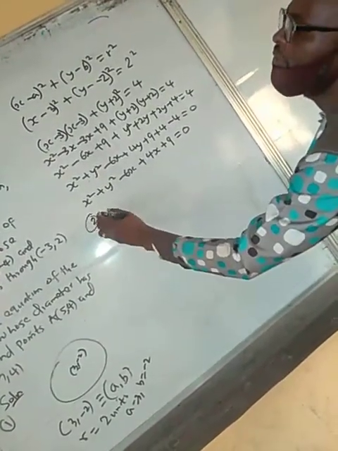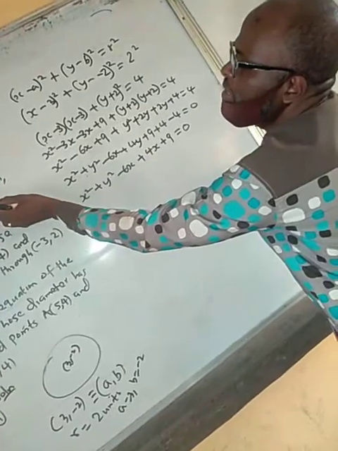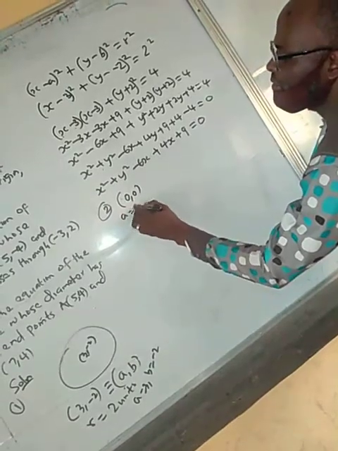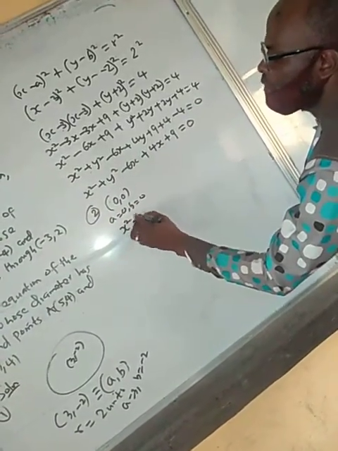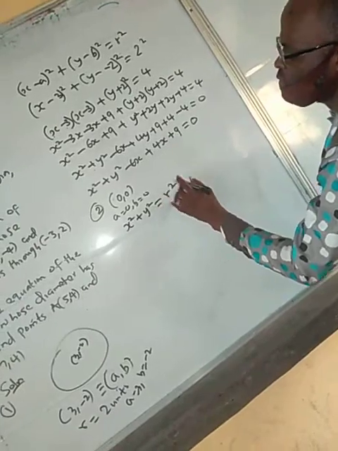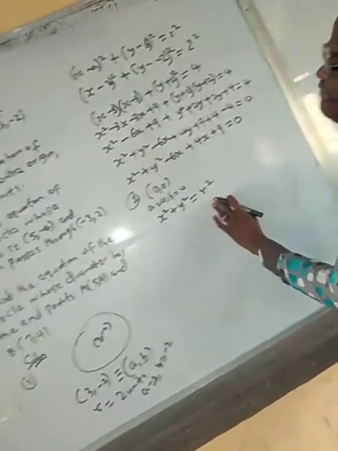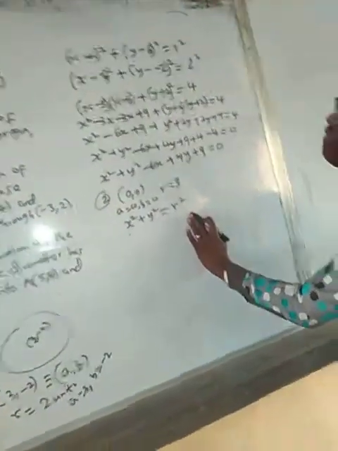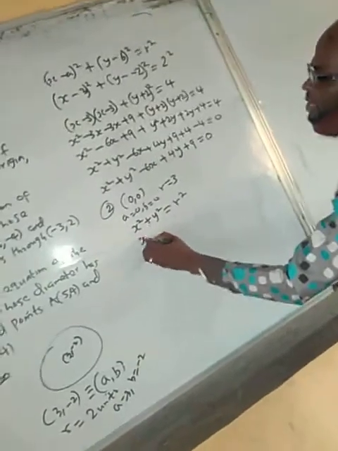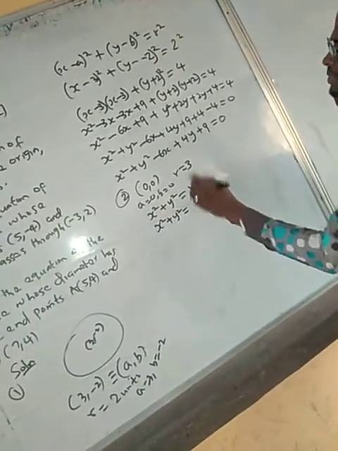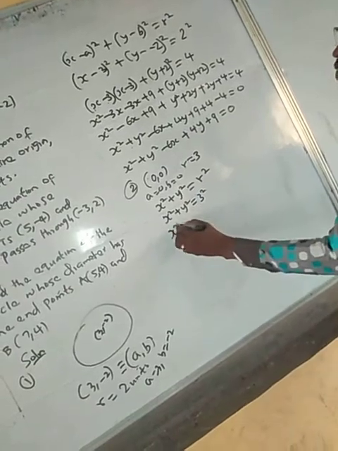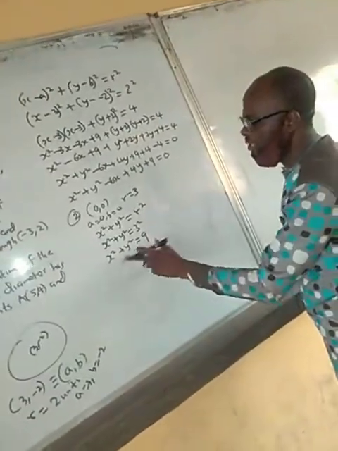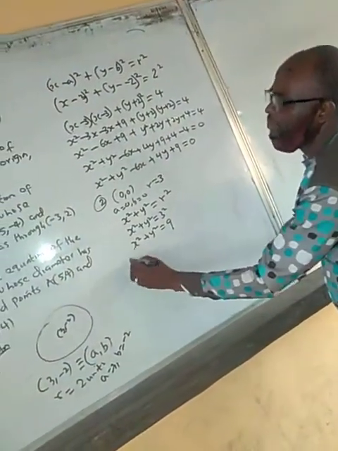Example 2. Find the equation of the circle with center at the origin. That means A is 0, B is 0. So it means that x squared plus y squared will be r squared. This is the equation when the center is the origin. So x squared plus y squared is equal to r squared, and r is 3. So 3 squared will give you 9. So x squared plus y squared is equal to 9. This is the equation of your circle. You can stop here or you bring 9 the other way. Now example 3.